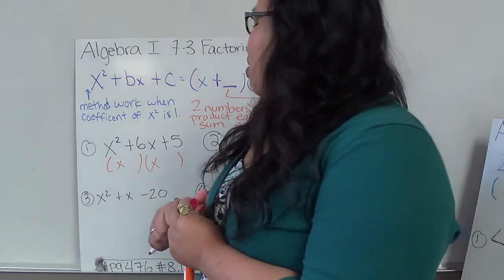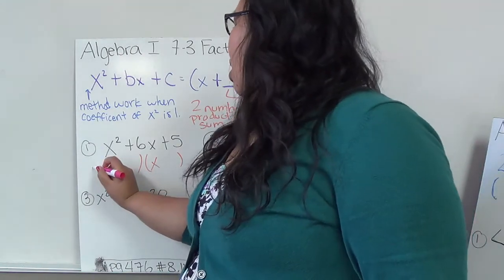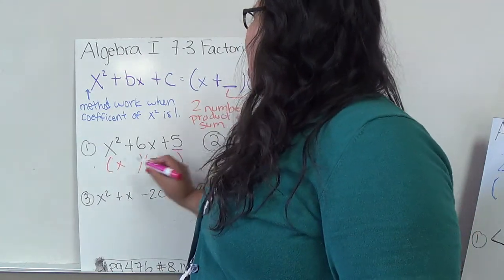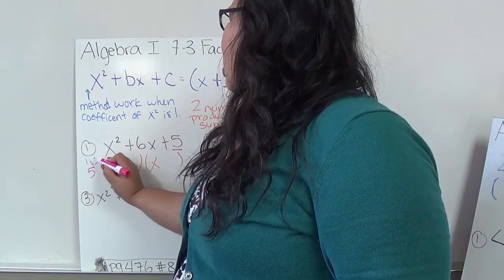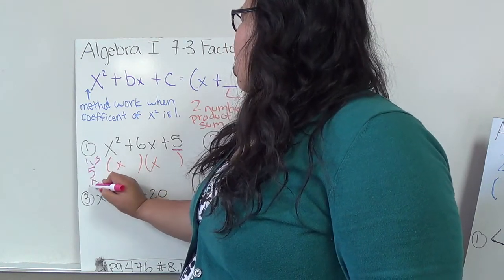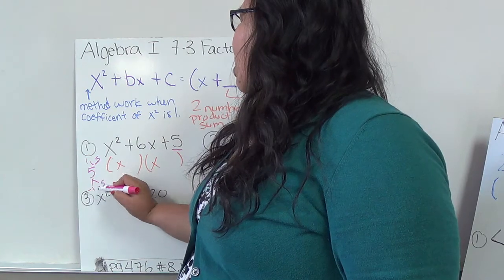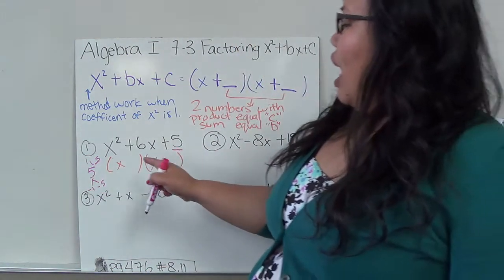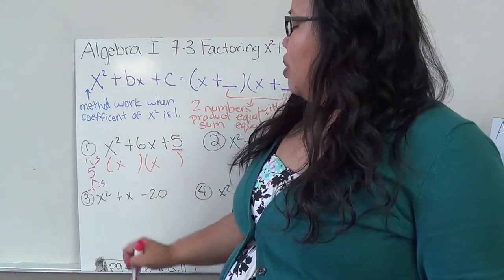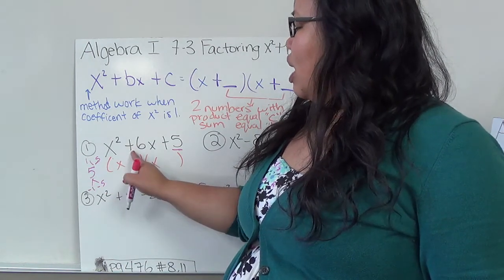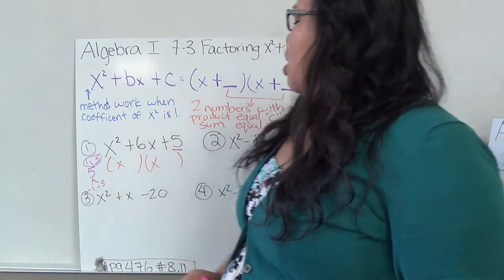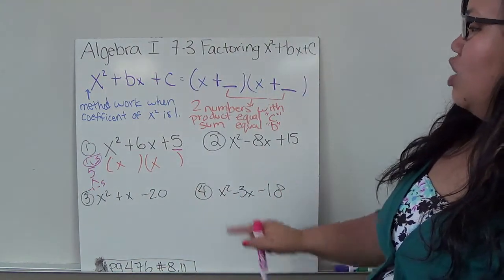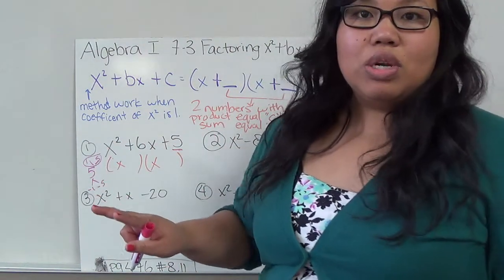Now, you could probably do this in your head, but we're going to do it over here. I'm going to take this last number and factor it. So I know it's 1 times 5. I can also do -1 and -5 because the negatives cancel out. Now, if I add them together, -1 plus -5 gives me -6, and I'm looking for a positive 6. And 5 plus 1 gives me 6. So that's my magic number. Those are my magic numbers.